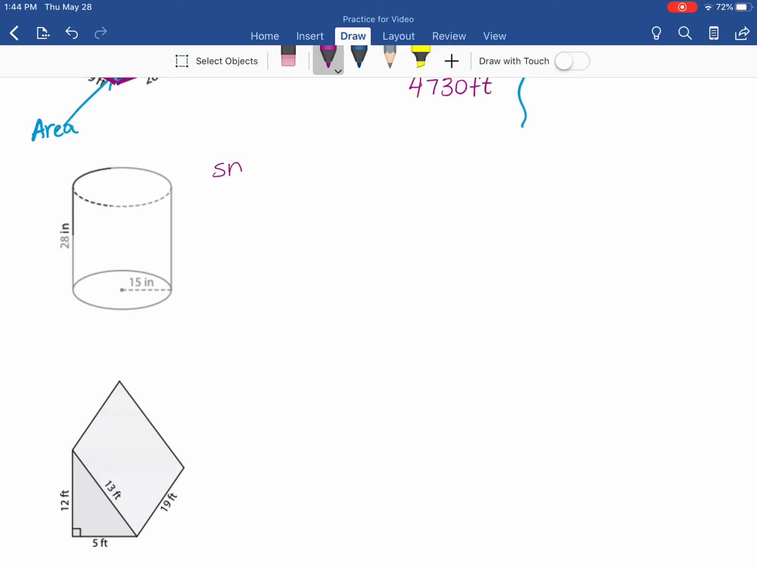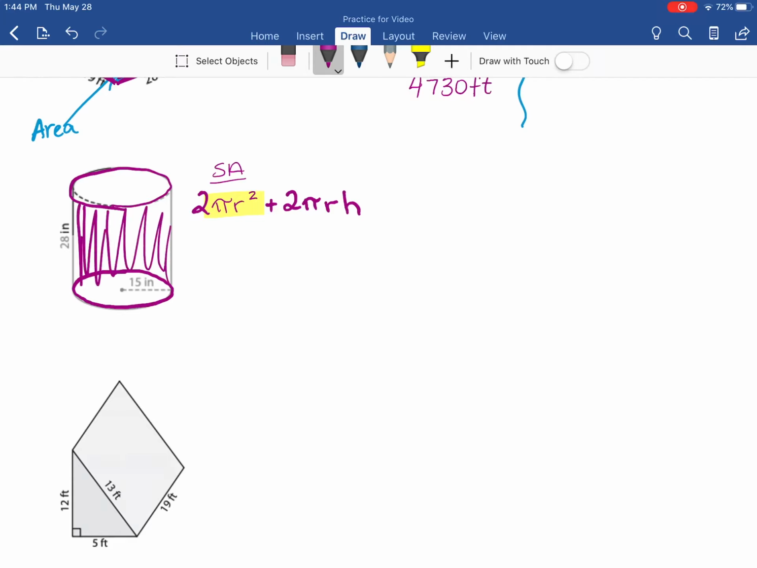All right, let's look at the cylinder. So surface area. Surface area for a cylinder is pi r squared. This is the portion of the formula that is the area of a circle. We actually have to multiply that by 2 because there are 2 circles. So 2 pi r squared plus 2 pi r h is the cylindrical part around the outside. Okay, so you do have to know what the 2 parts of that formula mean.